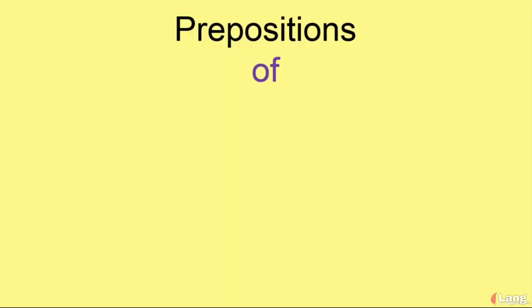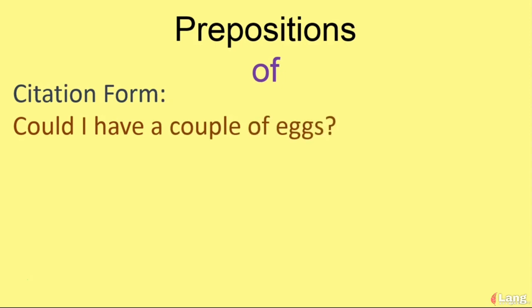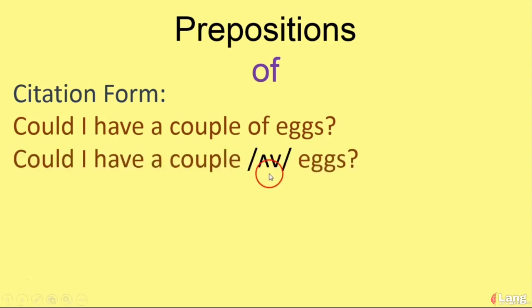I want to continue our discussion of the preposition of. Here in citation form, we have a sentence, could I have a couple of eggs? And again, we have of written in IPA format.